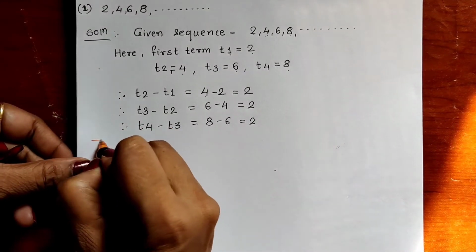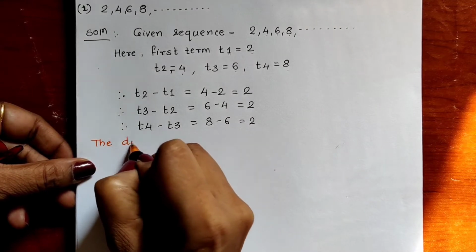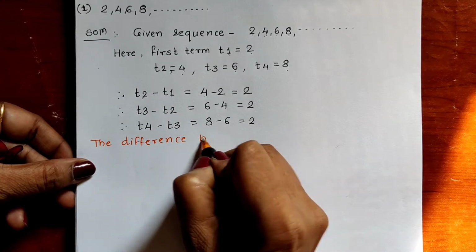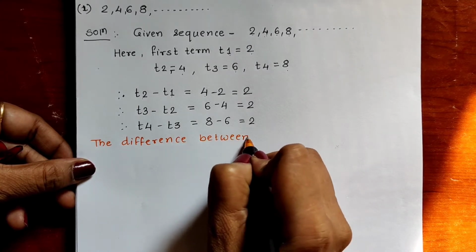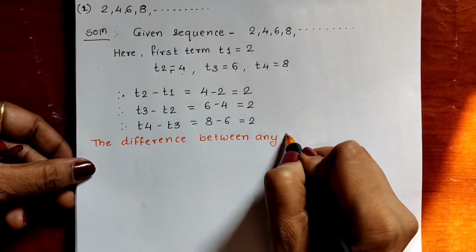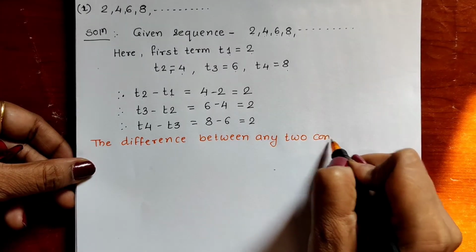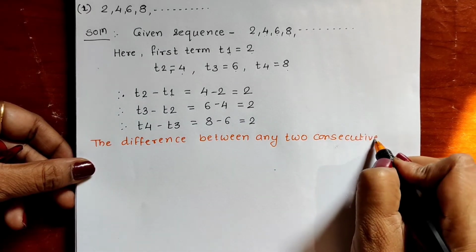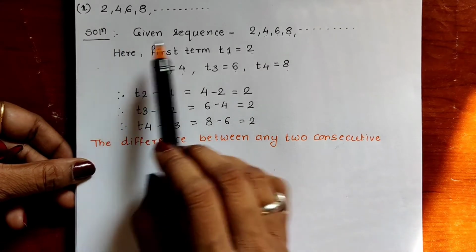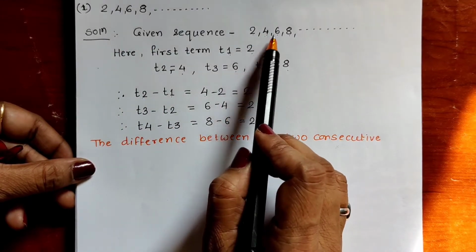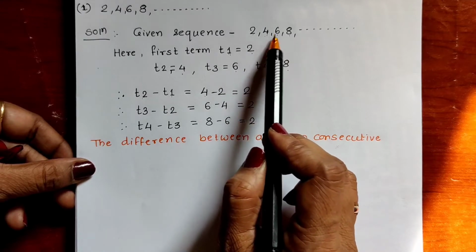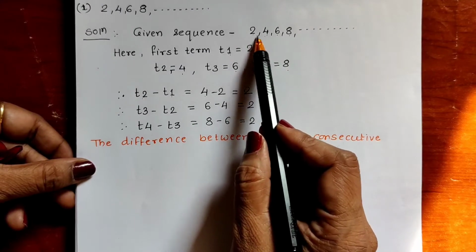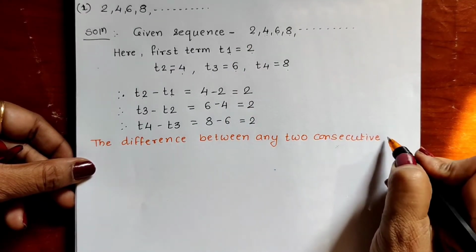How to write? The difference between any two consecutive terms. What do we mean by consecutive terms? Terms which come one after other. That means first term and second term are consecutive terms. Second and third, these are consecutive terms. Third and fourth, they are consecutive. That means the terms which come one after other are the consecutive terms.